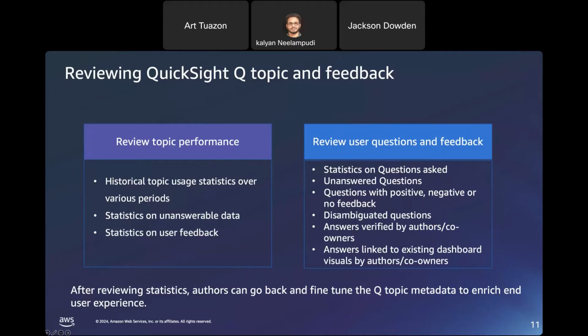There's a topic performance screen where you can just see the different historical user types and statistics over a period of time. And it'll show you things like how many questions are answered, how many questions are not answered, statistics on user feedback, how many upvotes, downvotes, things like that.